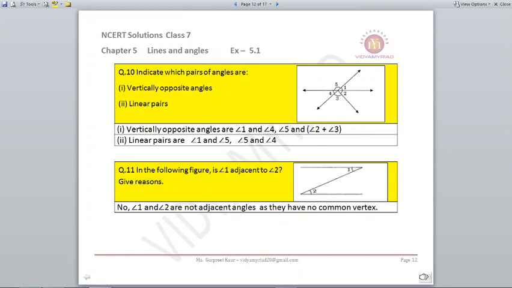In the next question 11, they are asking whether angle 1 is adjacent to angle 2. No, they are not adjacent angles as they are not sharing any common vertex between them.